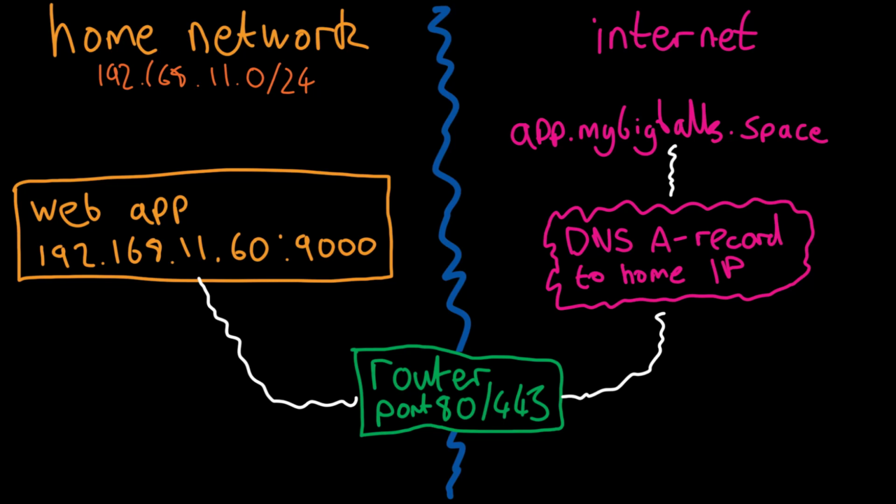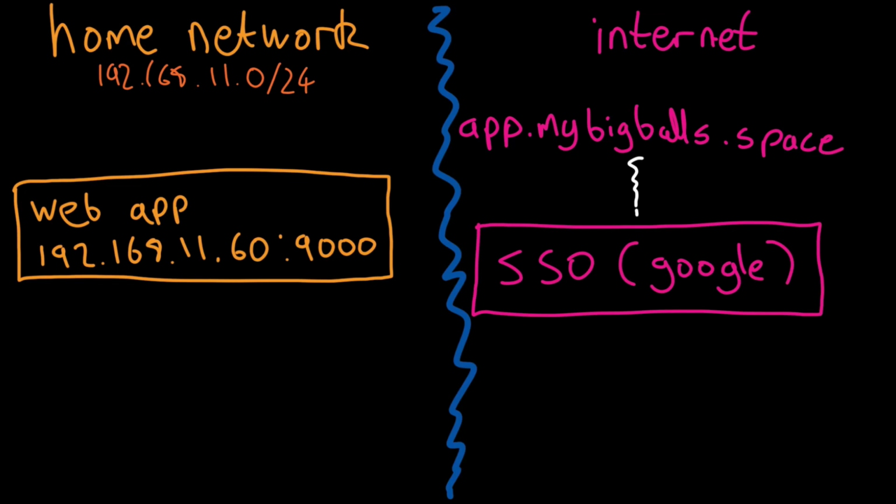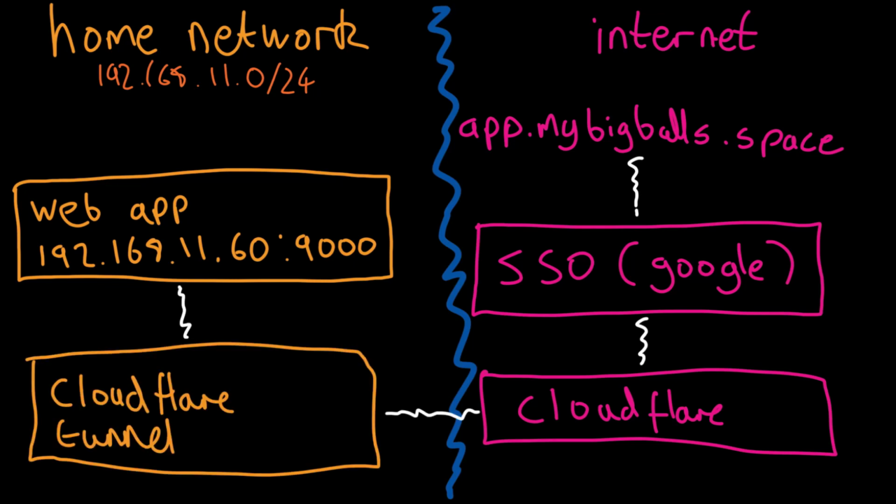And this is how it's going to work with Cloudflare Tunnel. Keeping our web app where it is, we've got a domain, and when a user visits this, they're going to get a single sign-on prompt. We're going to use Google in this example. And once they've done the single sign-on, they go to Cloudflare, and Cloudflare manages the ingress of traffic into our network with a separate virtual machine on our local network side that's running Cloudflare Tunnel. You don't need to forward any ports for this.